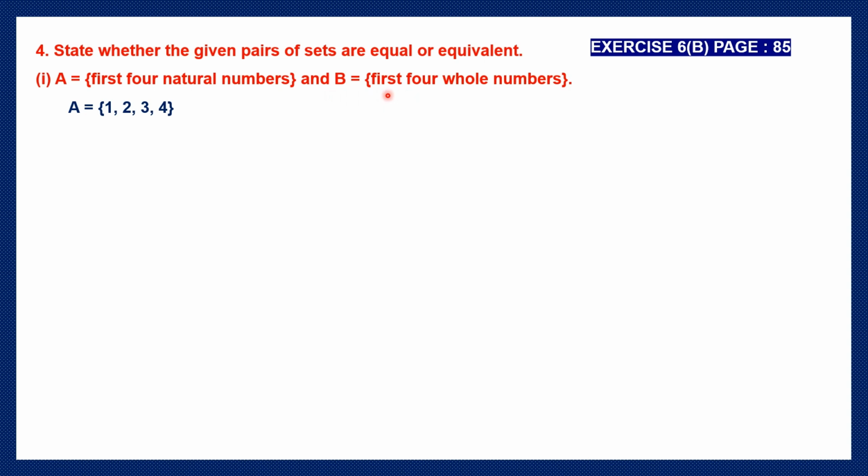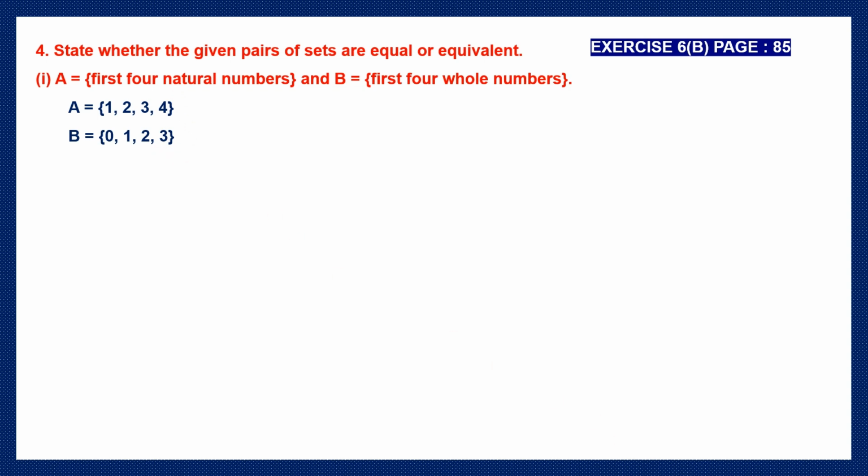Now set B is the first four whole numbers. Whole numbers begin from 0. So these are the elements of set B. If you look carefully, the elements of set A and set B are not all the same. Here we have 0, we don't have it there. In A we have 4, we don't have it here. So we cannot call them equal sets.